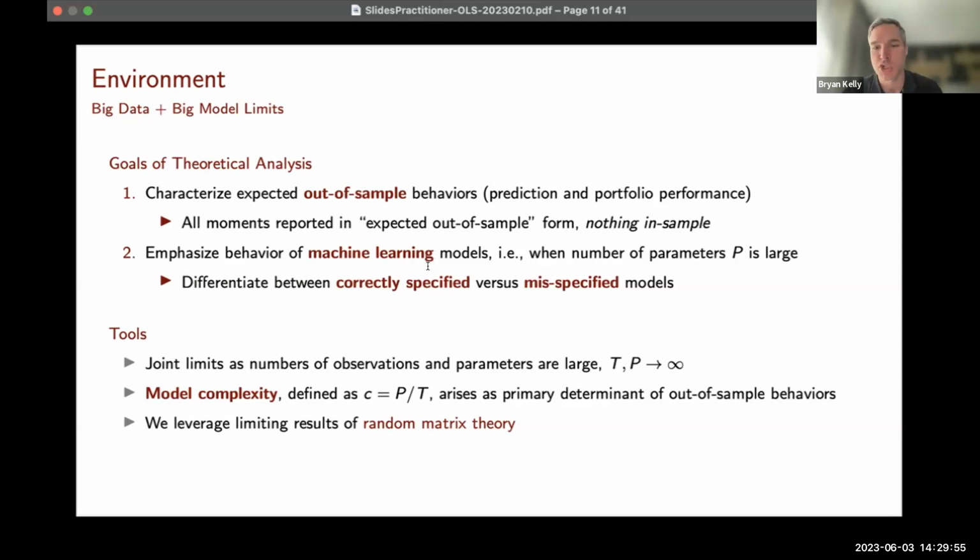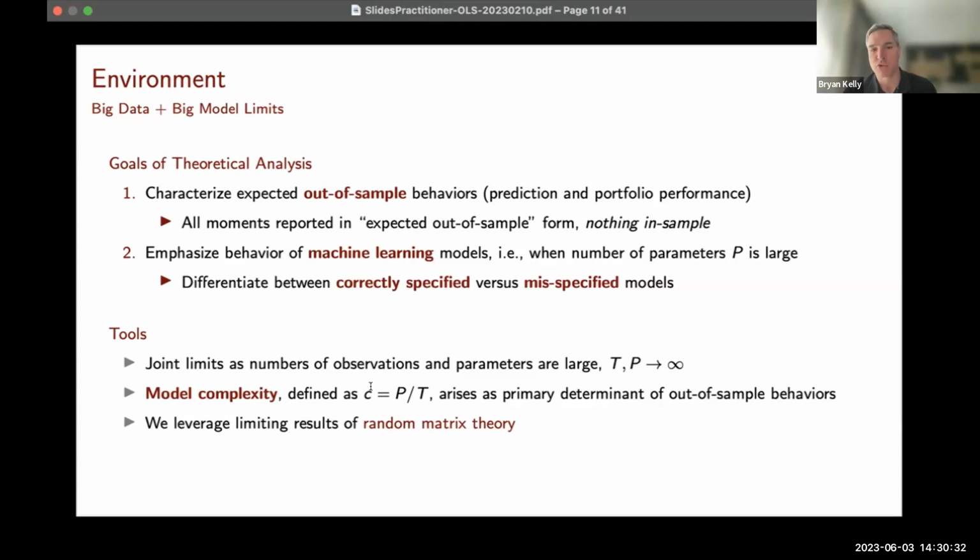I can't use traditional large T asymptotics to do this. The reason being, of course, is that P, I also need to think of as being large. And so in order to accomplish this, I'm going to be using a limit theory from random matrix theory, which allows us to take limits as P also goes to infinity. That means we're going to have objects in our statistical analysis, things like covariance matrices of predictors, whose dimension is increasing, right? I'm taking the limit as the size of a covariance matrix grows to be infinite dimensional.